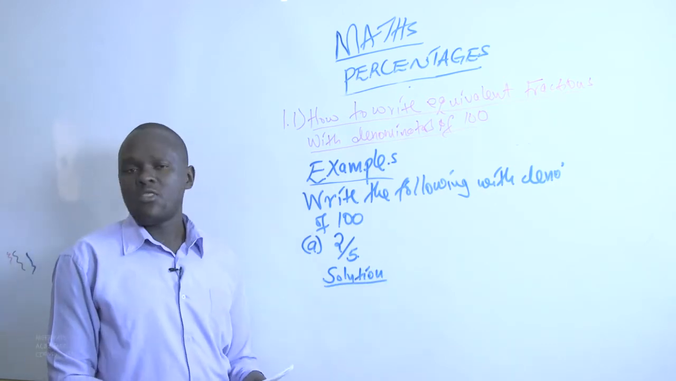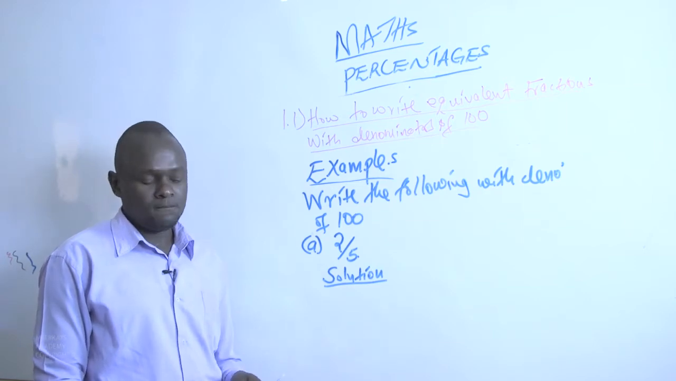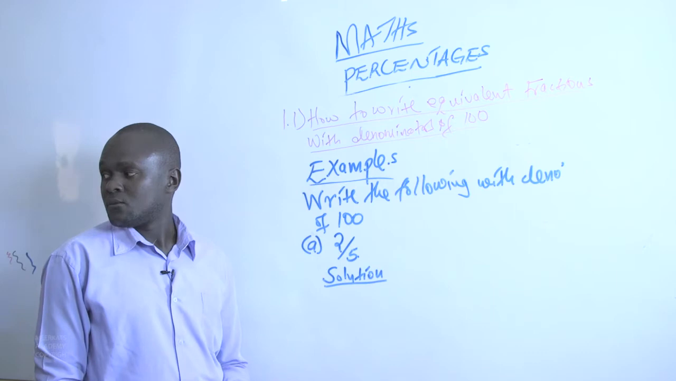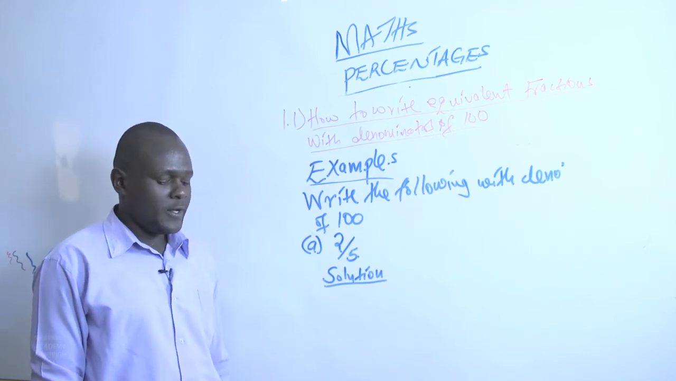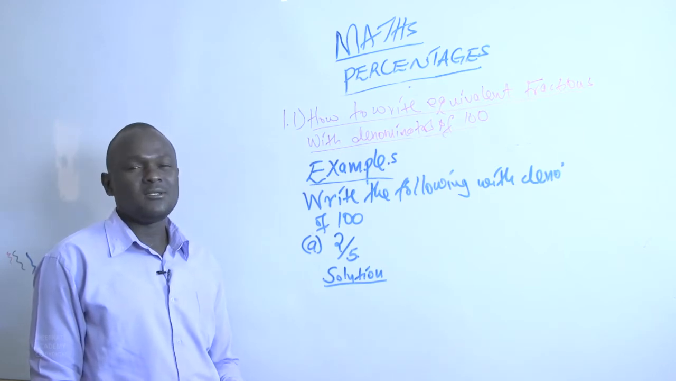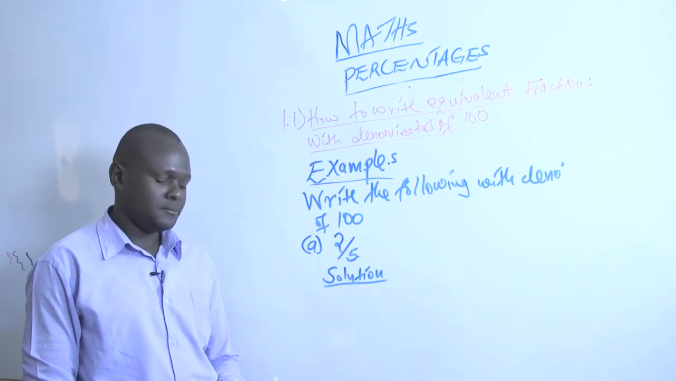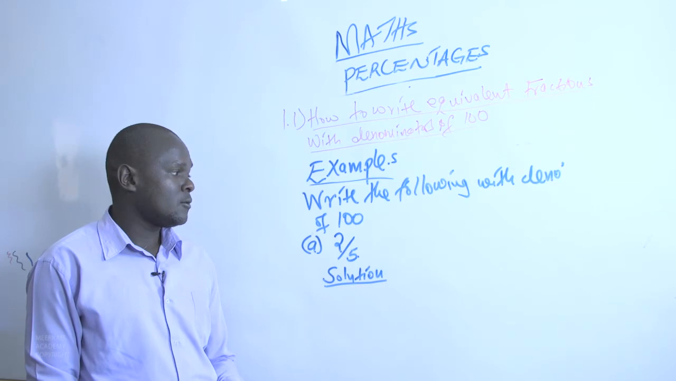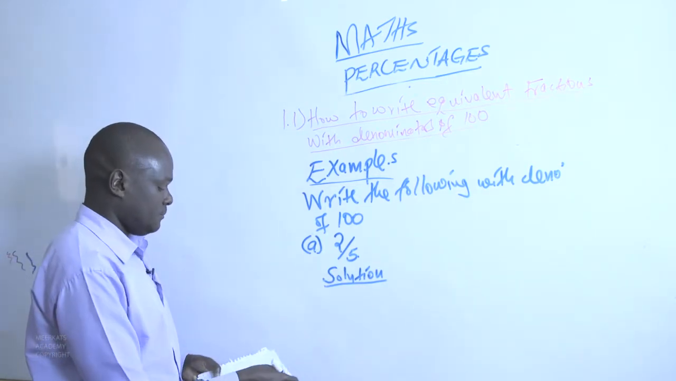When we are looking at the solution of this particular fraction, we are supposed to ensure that we have an equivalent fraction where the denominator is 100. It is important that we take note of that. And how do we achieve that? That is what we are going to look at.